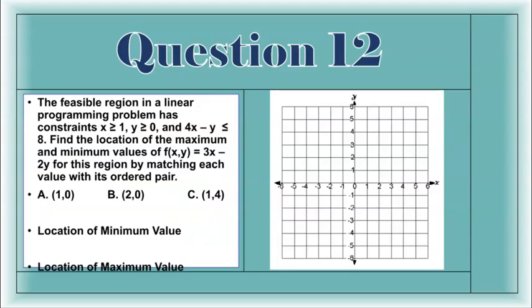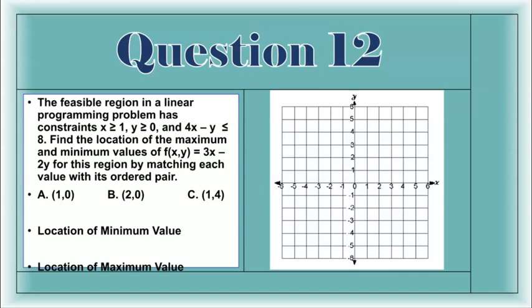And our second to last question, we have the feasible region of a linear programming problem has constraints of x is less than or equal to 1, y is greater than or equal to 0, and 4x minus y is less than or equal to 8. Find the location of the maximum and minimum values of f of x, y equaling 3x minus 2y for this region by matching each value with its ordered pair.